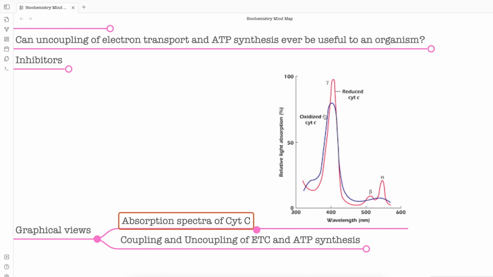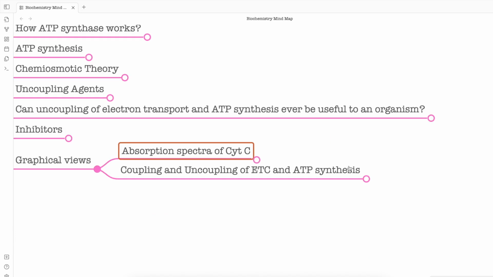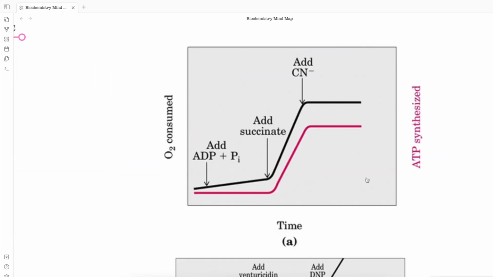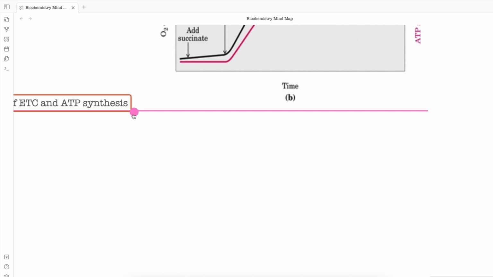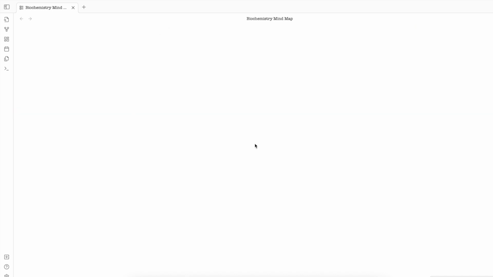But for oxidized cytochrome C, there is only one peak, towards the gamma region, but that peak is not as prominent as in reduced cytochrome C. So that is not that important, but these two graphs are really very important from the exam point of view. Okay. So that is one thing. This is it for oxidative phosphorylation.